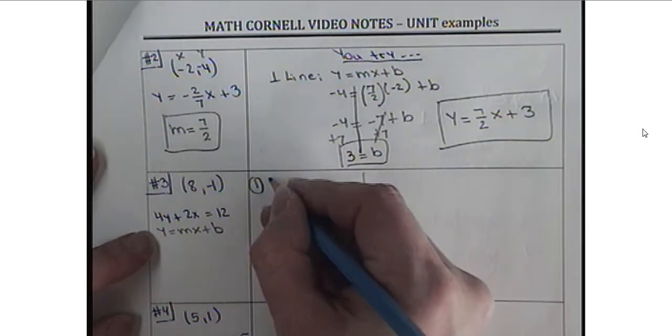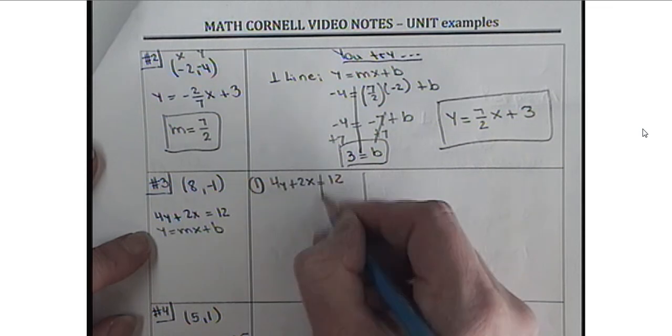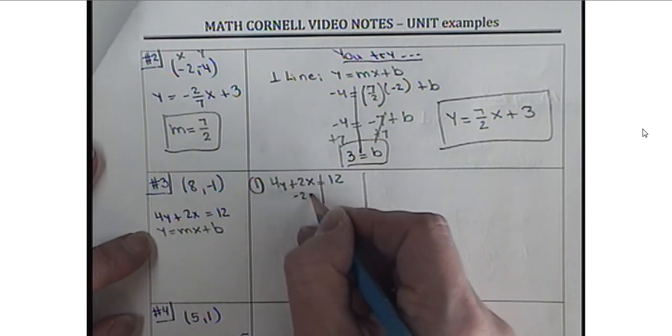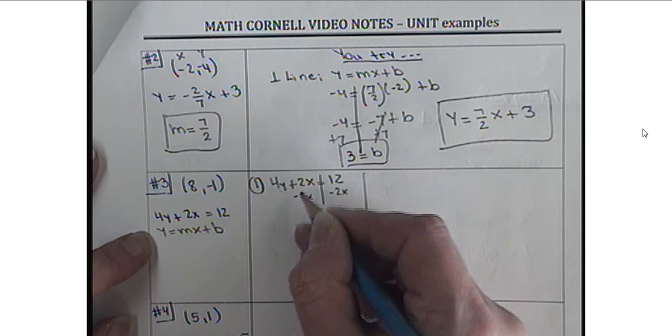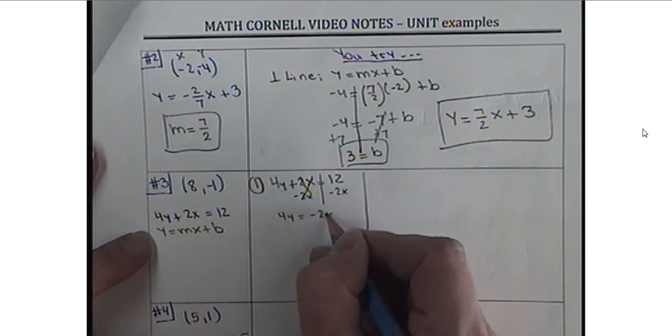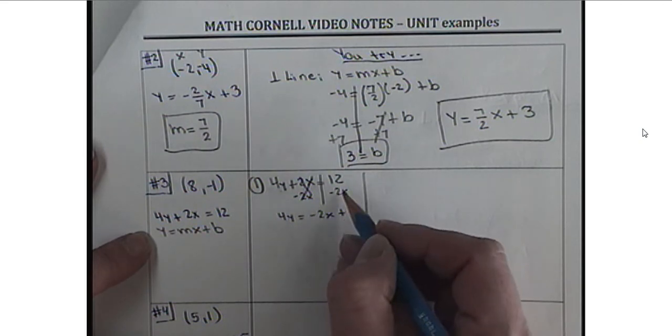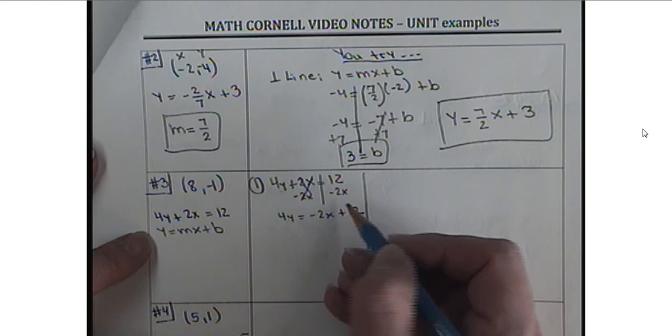So 4y plus 2x equals 12. We're solving for y, so we're going to subtract 2x from both sides. Those two cancel. We have 4y is equal to -2x plus 12. Remember, we can't subtract those from each other because they are not like terms.